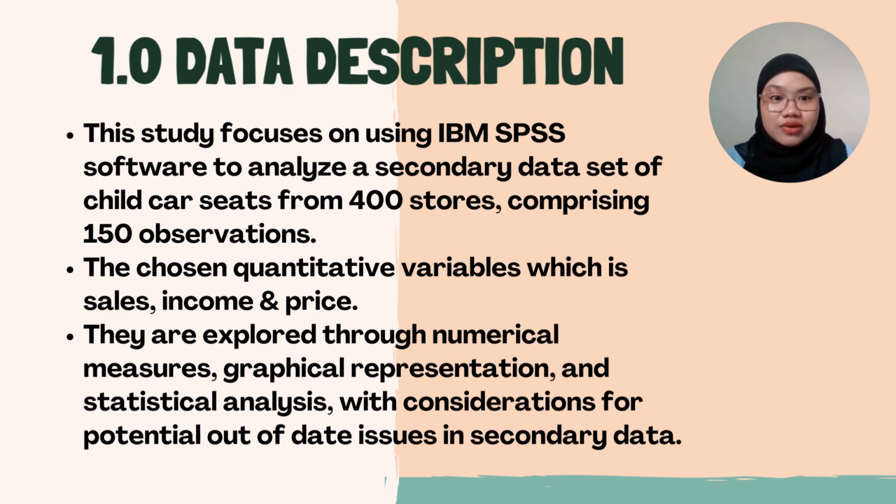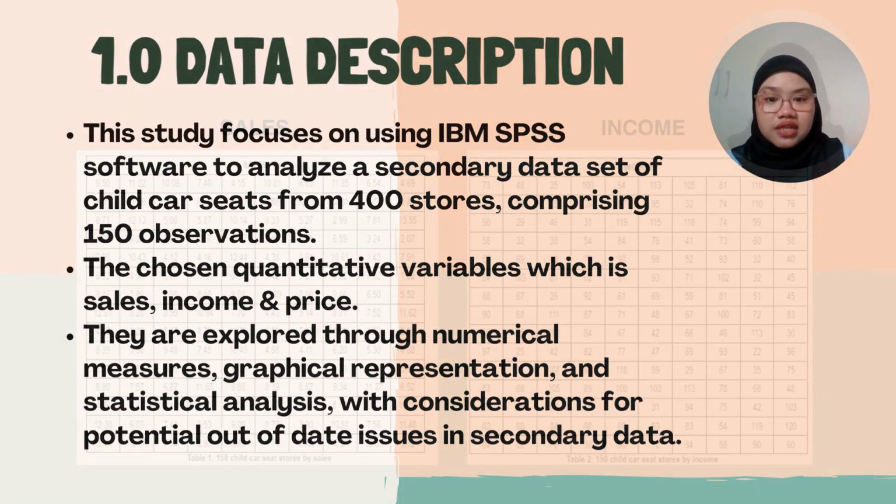1.0 Data Description. This study focused on using IBM SPSS software to analyze a secondary data set of child car seat from 400 stores, comprising 150 observations. The chosen quantitative variables are sale, income, and price. They are explored through numerical measure, graphical representation, and statistical analysis with consideration for potential out-of-date issues in secondary data.